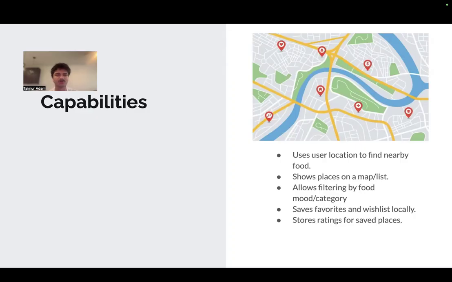Another capability is local storage. Users can save places to their favorites or their wish list, and the app stores those saved places locally. It can also store ratings for saved places, so the users can keep track of which places that they liked. The main goal of these features is to make the app practical and simple for a student to use.